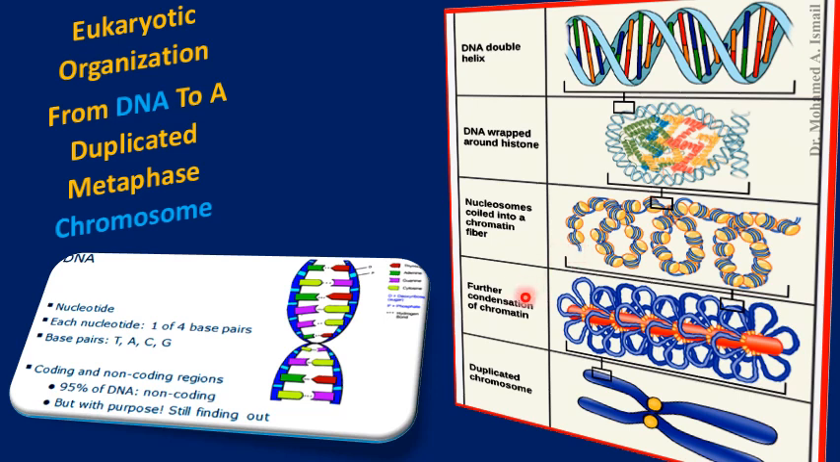More and further condensation of chromatin will form this shape. This condensation is accompanied with folding of DNA around histone proteins, and finally we form that shape of chromosomes. One chromatid, such chromatid or chromosome is duplicated by S-phase, forming the other chromatid. So this is a duplicated chromosome, or duplicated metaphase chromosome.